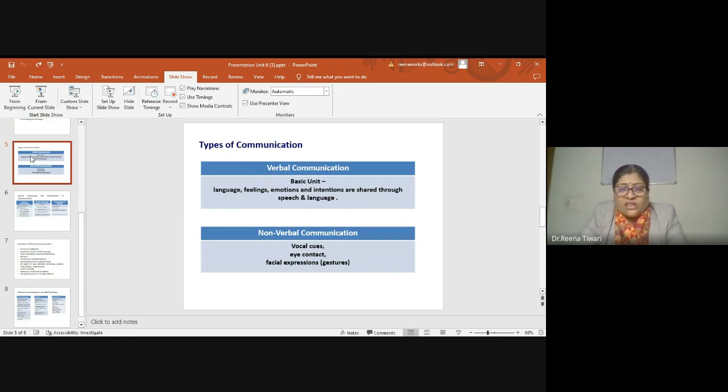Then we can talk about the types of communication. Basically, communication can be of two basic types. One is called verbal communication, and the other one is non-verbal communication. And as the name implies, in verbal communication, the basic unit is language. And language is words and symbols. So when through language, feelings, emotions, and intentions are shared, we use speech for that. We use language for that.